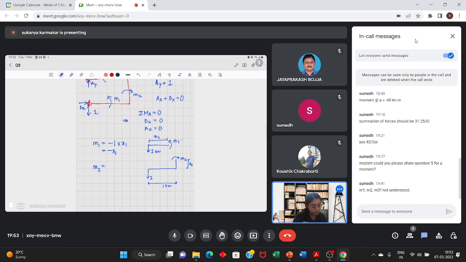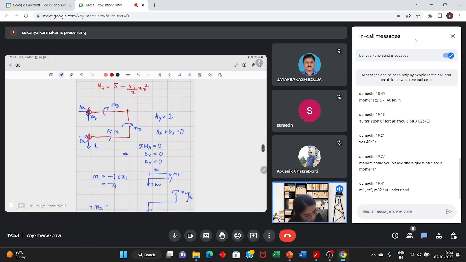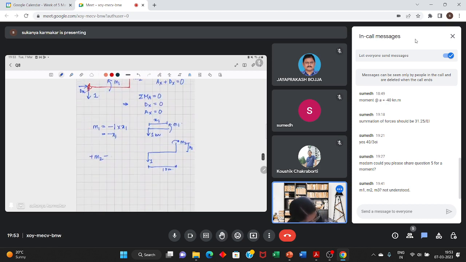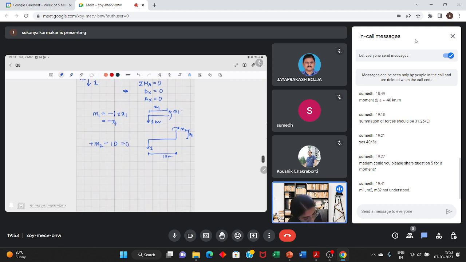M2. So this is M2 in the clockwise direction. So plus M2, and this 1 kilonewton is creating a hogging moment. So 1 into 10, that is 10, is equal to 0. So M2 is equal to 10 kilonewton meter.